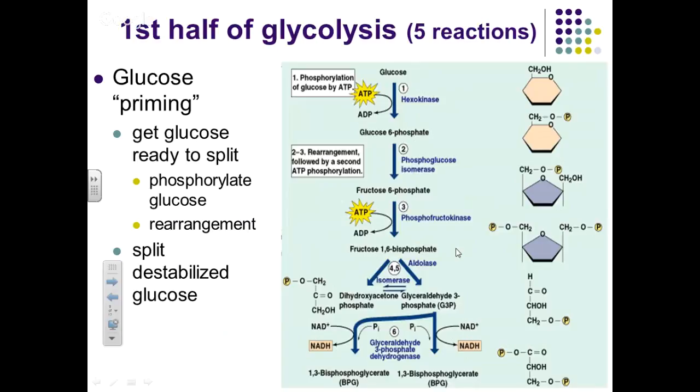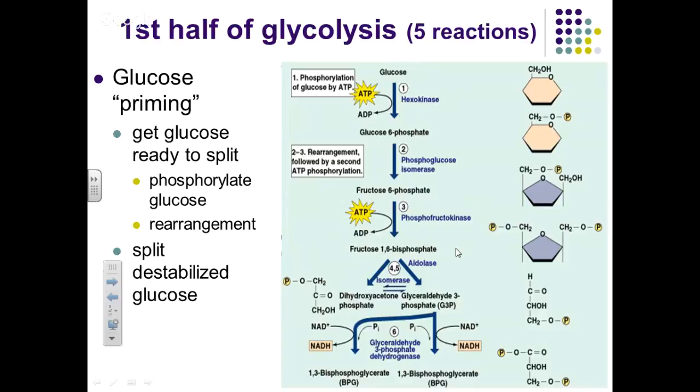You actually make something called dihydroxyacetone phosphate and something called glyceraldehyde 3-phosphate, G3P. This dihydroxyacetone phosphate is converted to G3P, and the only thing that moves on to the next 5 steps is G3P. So this one has to be converted. By the time you're finished with the first 5 steps, you have 2 G3P molecules and you used 2 ATPs. That's what you need to know.